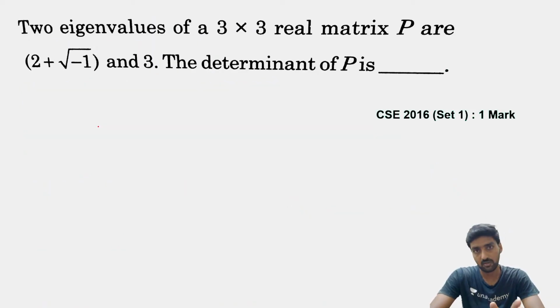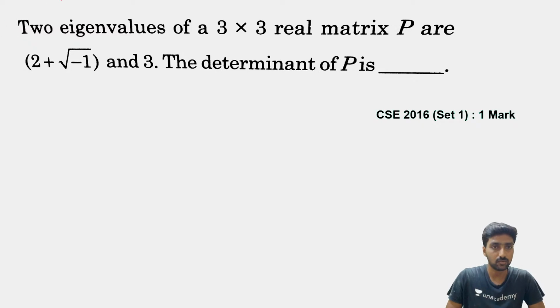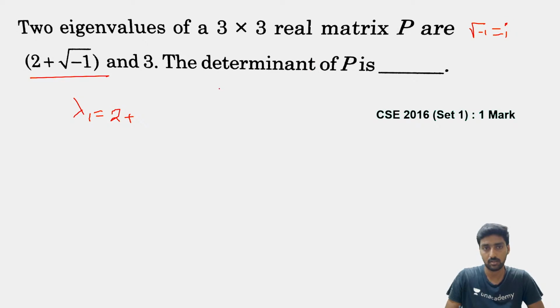Two eigenvalues of a 3 cross 3 real matrix P are given. Here they are giving one value: lambda 1 is equal to 2 plus root of minus 1, and root of minus 1 is equal to i. So 2 plus i is one of the eigenvalues, and lambda 2 is equal to 3. And definitely lambda 3 is the conjugate, 2 minus i.